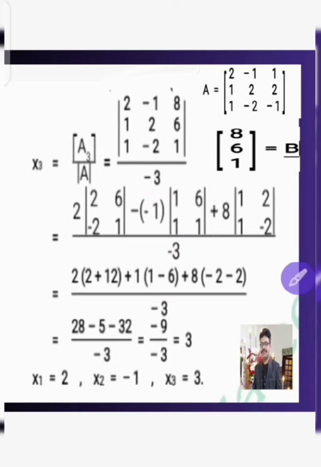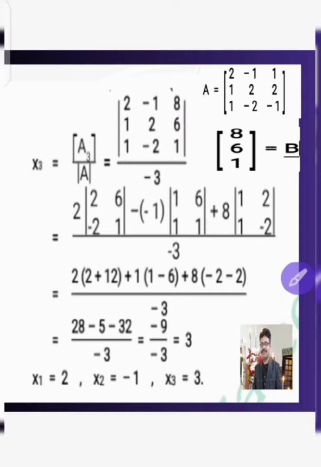For the 3 cross 3 determinant, I have explained 3 times before that if we take 2, then the column and row of that element will be cancelled. 2, 6, minus 1, minus 2 and 1 will be written here. The second value is minus 1, we will assign minus 1 with that element. Minus 1, column and row will be cancelled. 1, 6, 1, 1 are written here. Then the third element is 8, we will assign the positive sign with that element. Then the column and row of 8 will be cancelled. The remaining values are 1, 2, 1, minus 2 are written here.